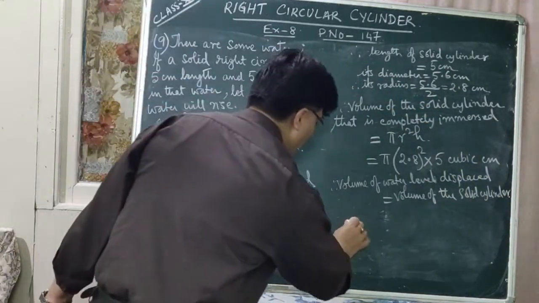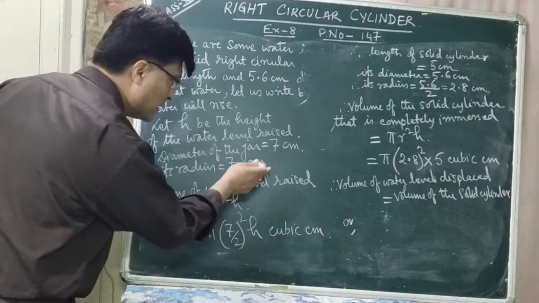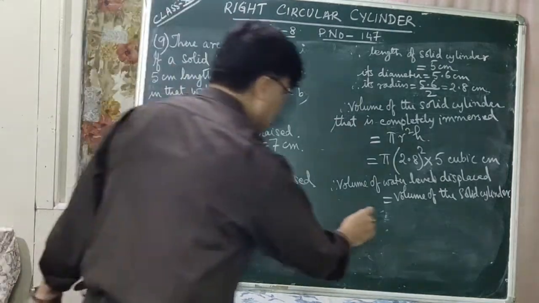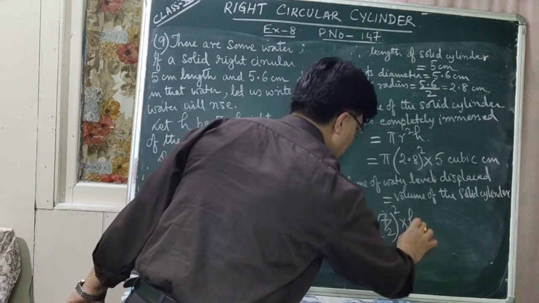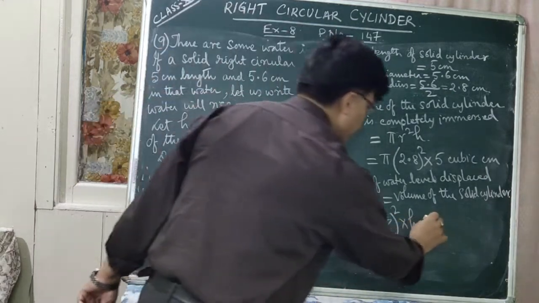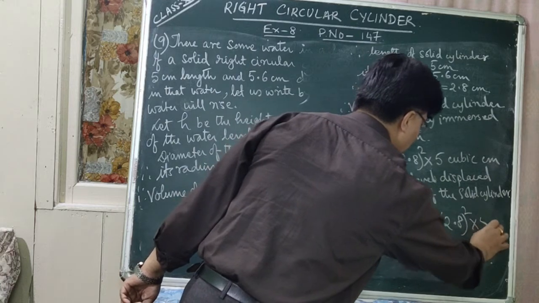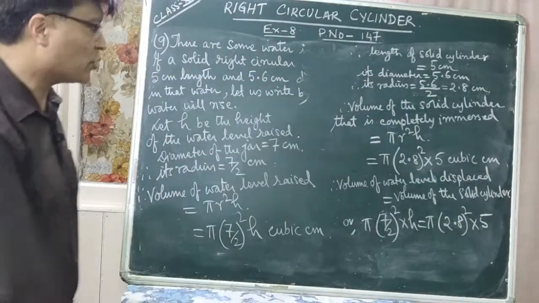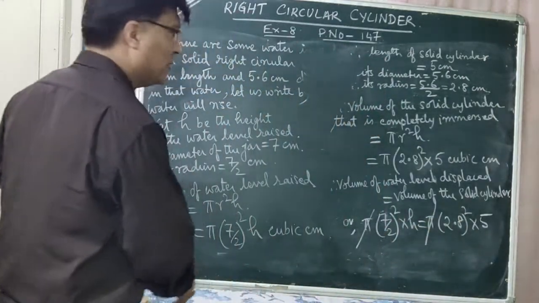Okay, so now what is the volume of water level displaced? Volume of water level displaced and raised are same. This is pi into 7/2 whole square into h, which is equal to pi into 2.8 whole square into 5. Is that clear? Let us solve it. So from both the sides you can cancel this pi, cancel it.